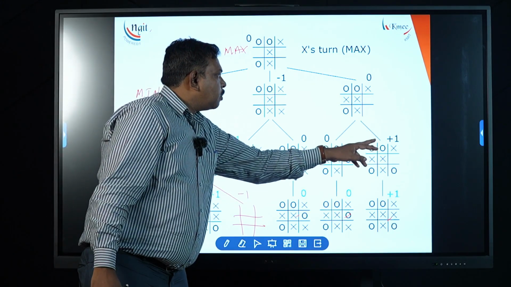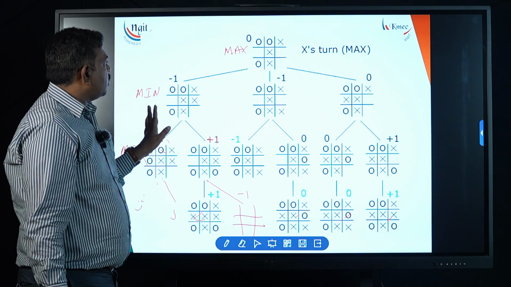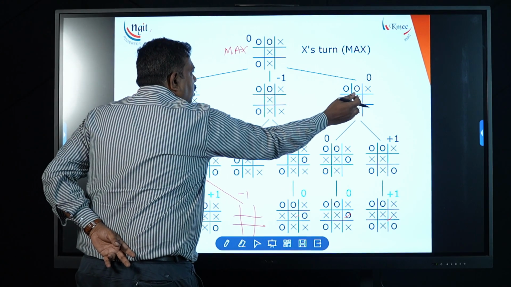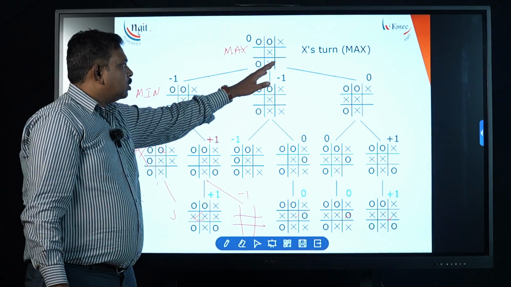And 0 plus 1, minimum 0. And again max takes the maximum value of these children. So there are 3 values, minus 1, 0. Out of these 3, what is the maximum value? 0. 0 is sent to the root node.